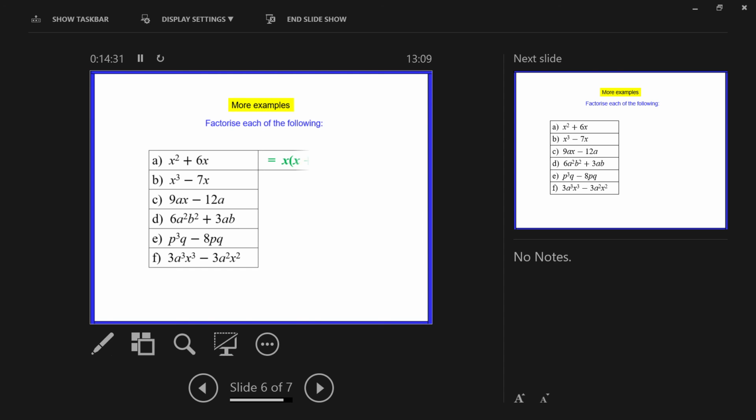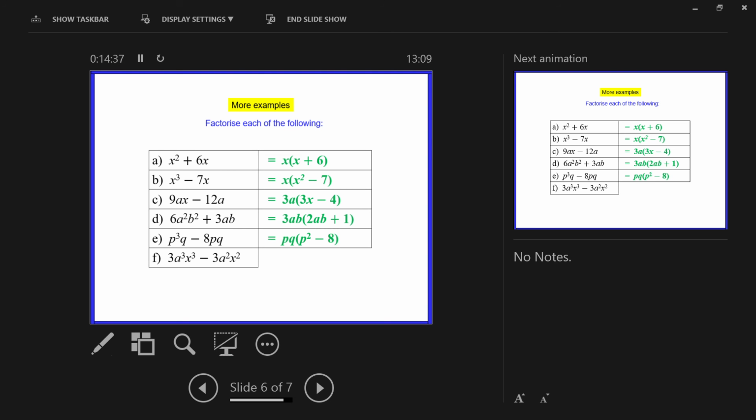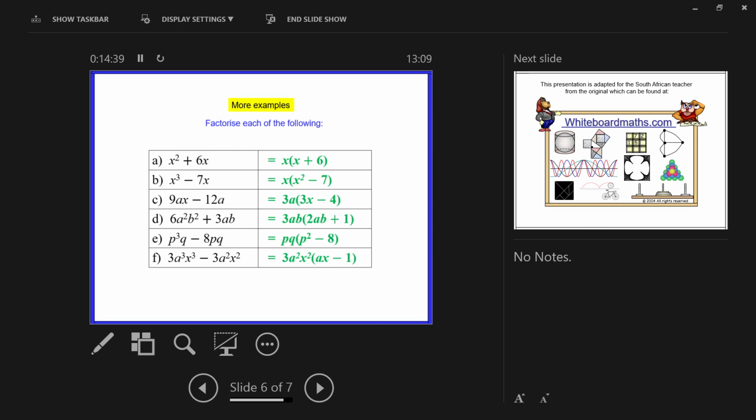I'm not going to work through these. You can see that when I factorize them, I'm going to leave that on the board for a few seconds. Quickly have a look at those, and then ask if you've got any questions there. Now I'm going to let you guys practice. Any questions? You guys good? Are you ready to try on your own?